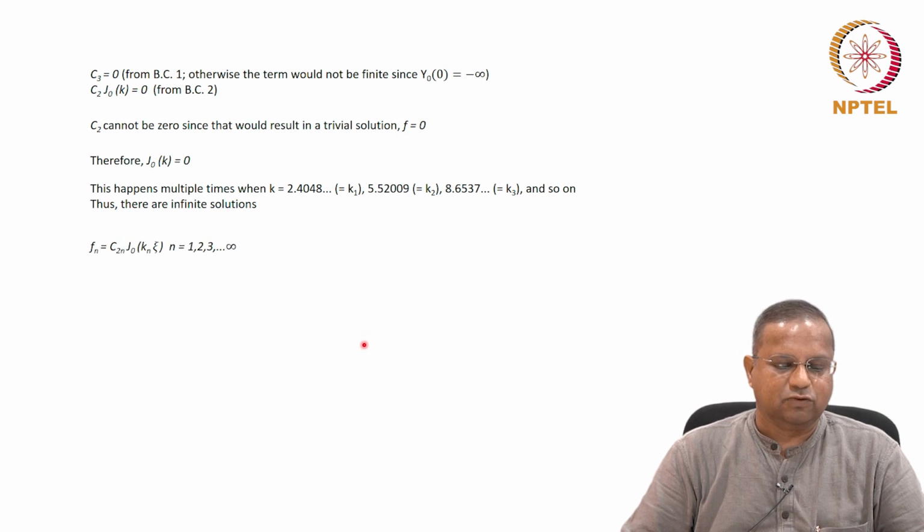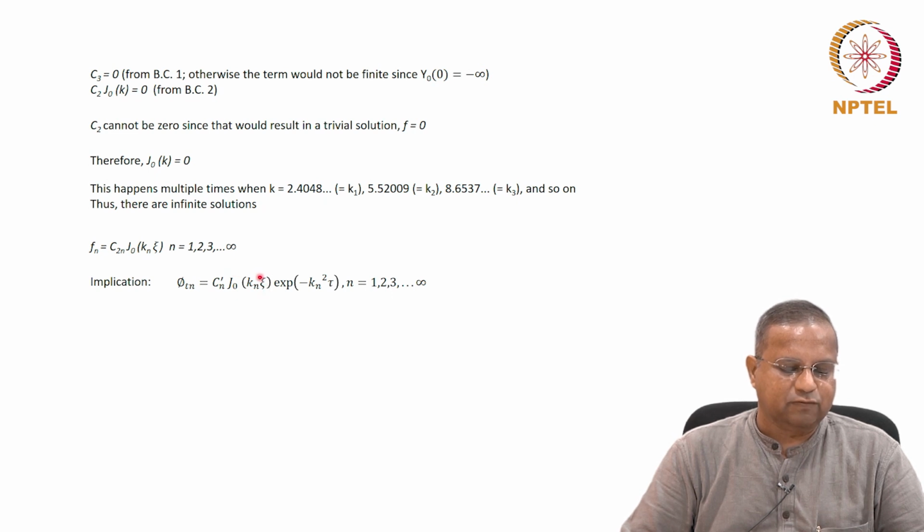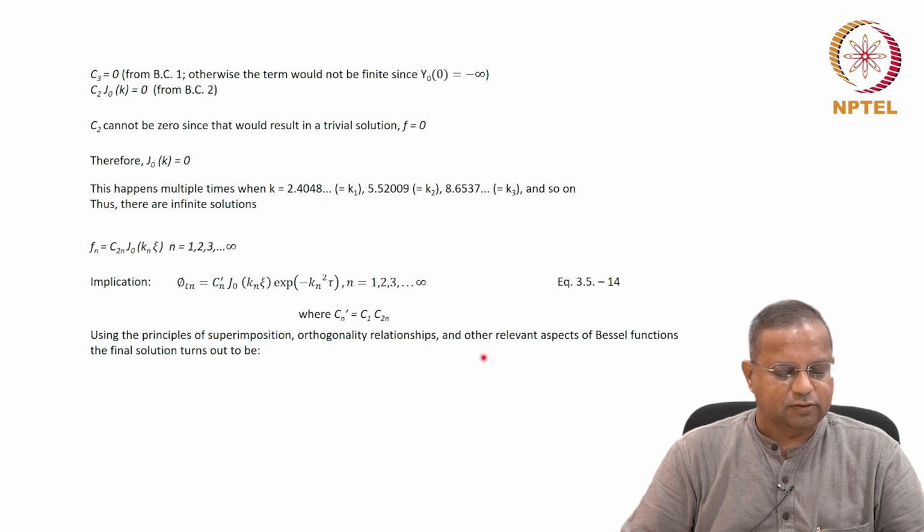Thus, there are infinite solutions, and Fn equals C2n J0 of Kn xi, n going from 1 to 3 till infinity. Implication is that phi of xi, tau equals Cn dash, Bessel function of the first kind of Kn xi, exponential of minus Kn squared tau, n going from 1 to 3 till infinity. Equation 3.5-14, where Cn dash is C1 times C2n.